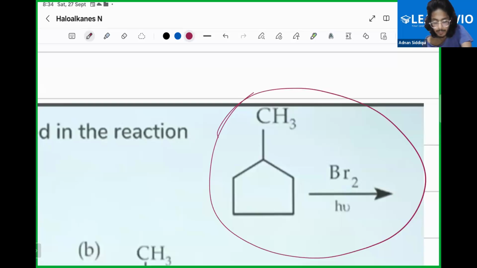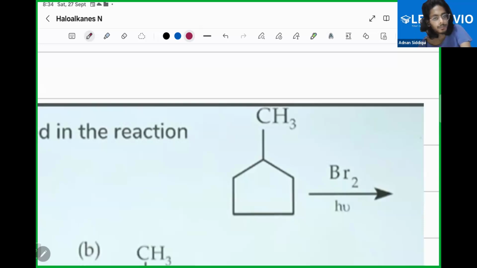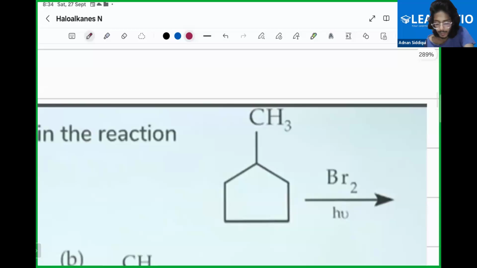We have started with this, which is alkane, alkene, alkyne. What is this? Alkane. And what we are doing? We are doing bromination in presence of sunlight, right? So what we have seen is that we can prepare haloalkanes from alkanes by free radical mechanism, basically halogenation in presence of sunlight or heat. Now you have to tell me where should I add this halogen?